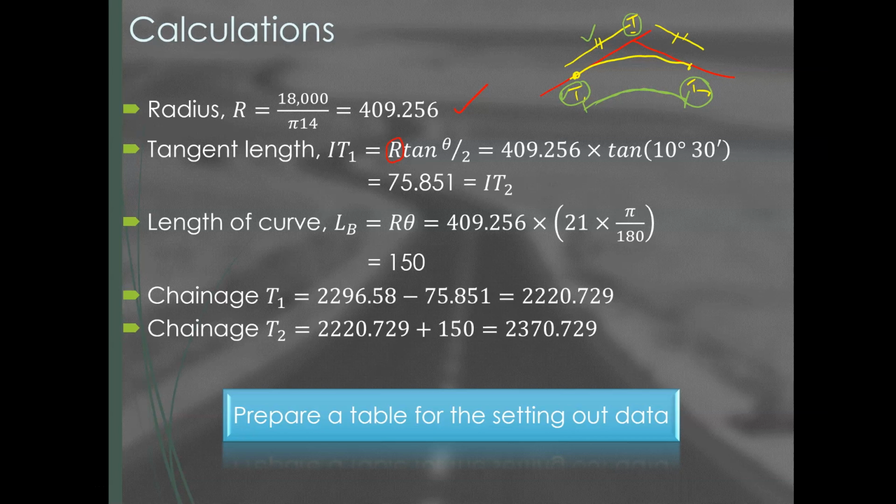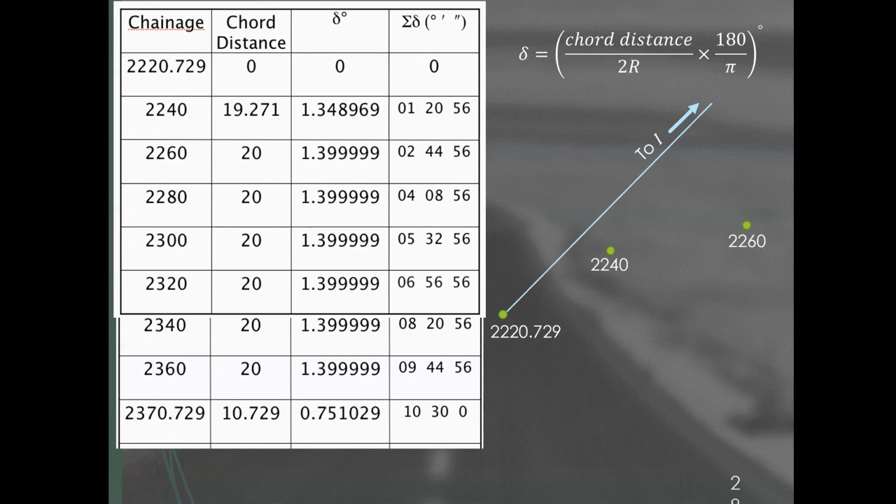Then we can now prepare the table for the setting out data. Nothing complicated in there, quite straightforward. Next slide. The table will look something like this. You're going to start with chainage 220.729. So that's your T1.